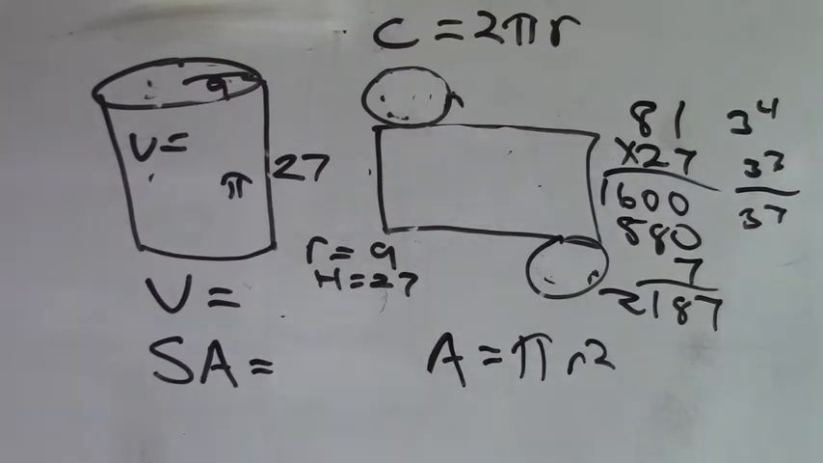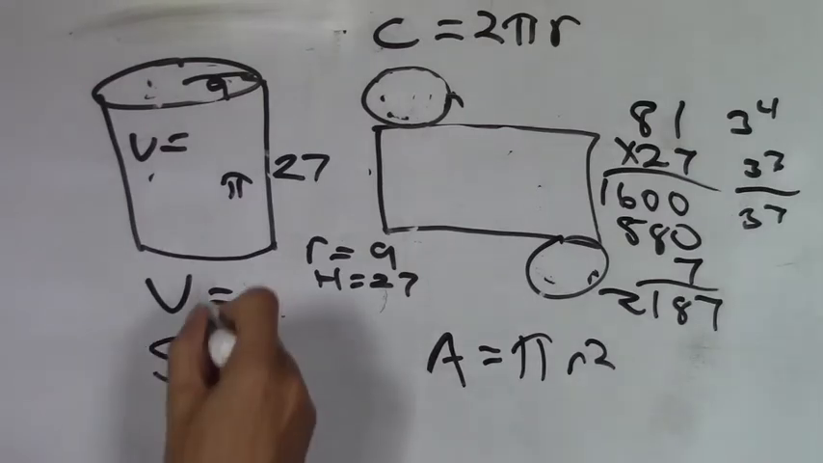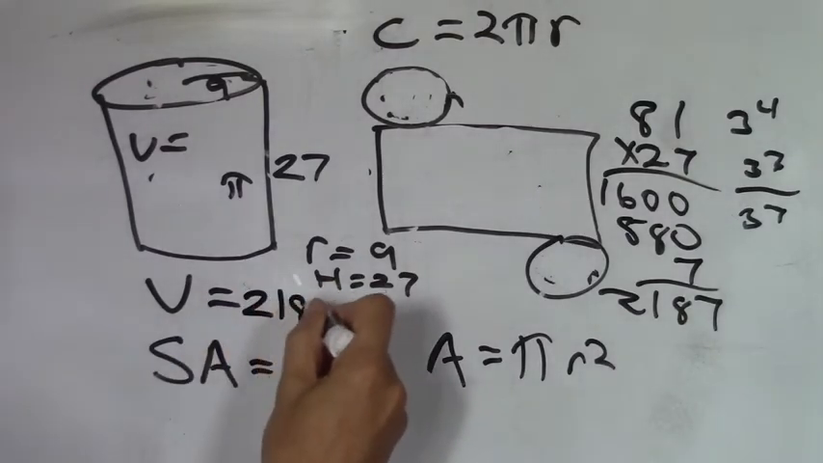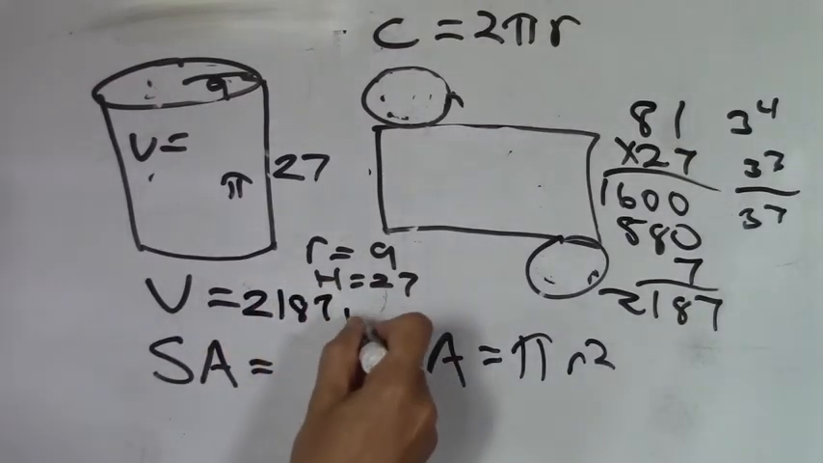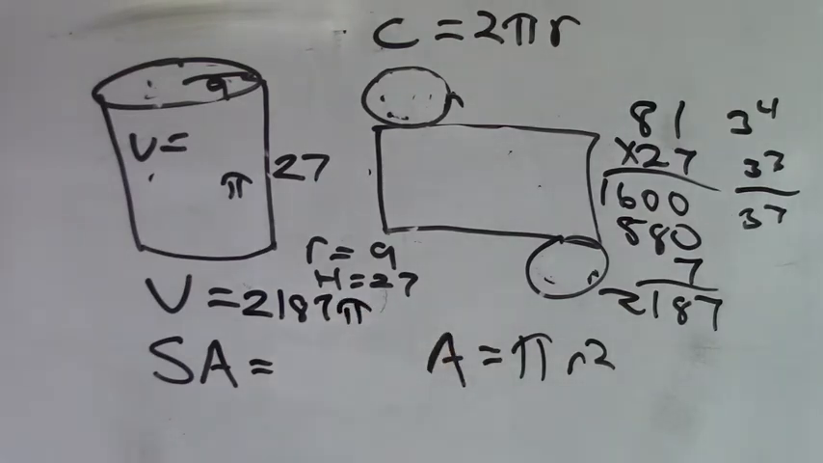So now we have figured out the volume was 2187 pi. Okay. Now we got to do surface area. I cannot believe that multiplication messed you up.